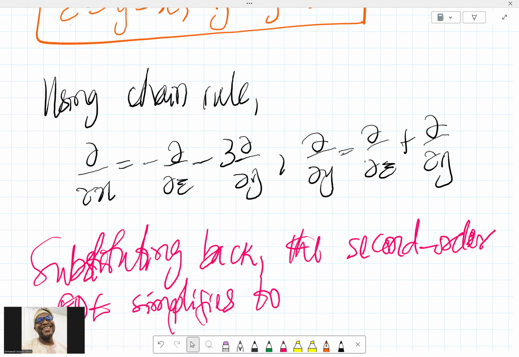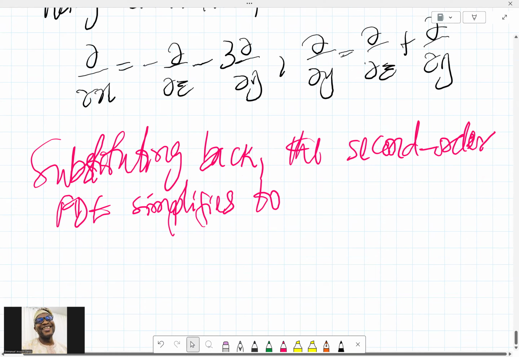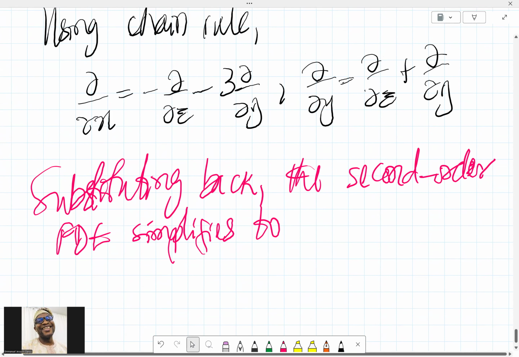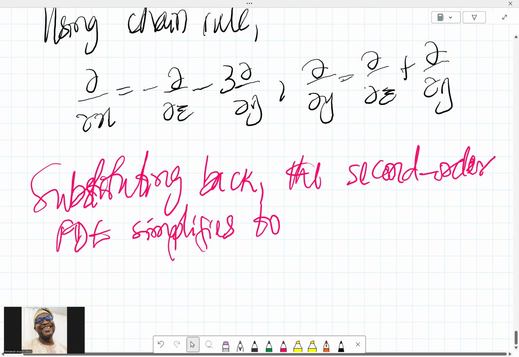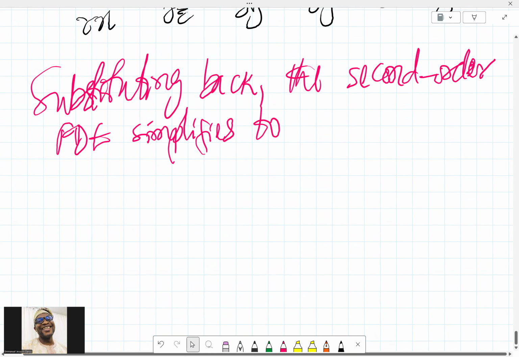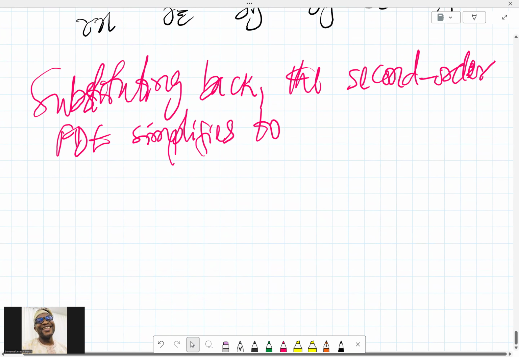What this is simply telling us is that if we take it back to the original expression, this is what we get. So substituting back into the second order PDE, it simplifies to the next thing. Let's see that now.